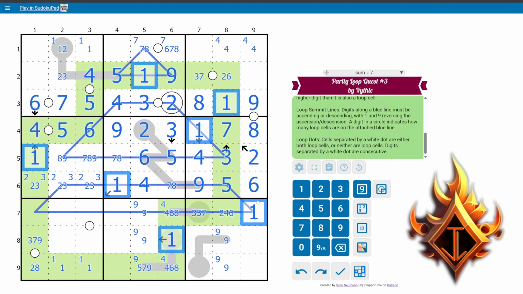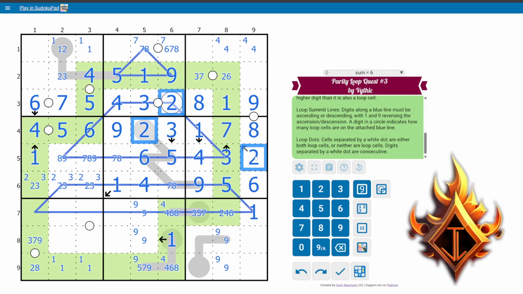Okay. So 2 is in one of there. One of those.